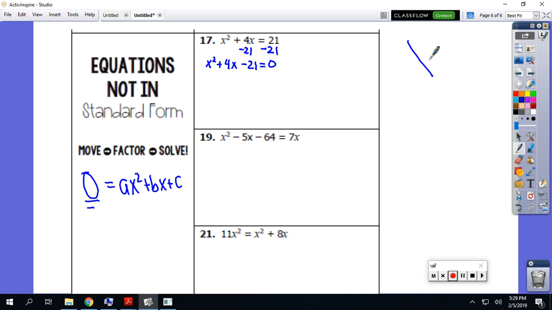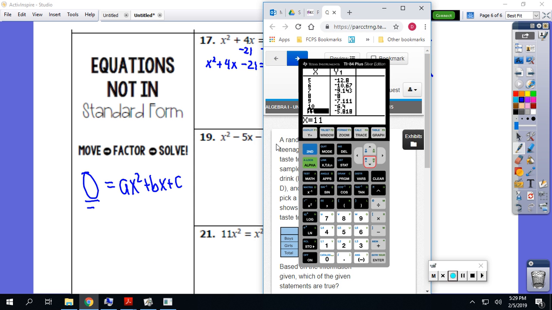Now I can factor this. Factors of negative 21 that add to be 4. So looking at my calculator or finding it in your head, factors of negative 21 divided by x. Looking for the ones that add to be a positive 4.